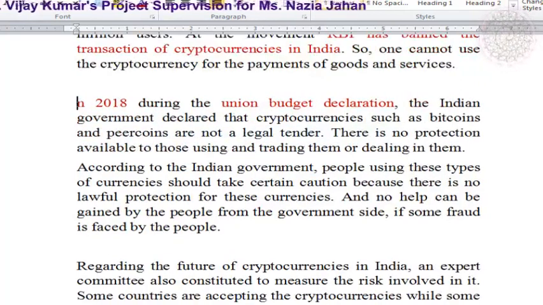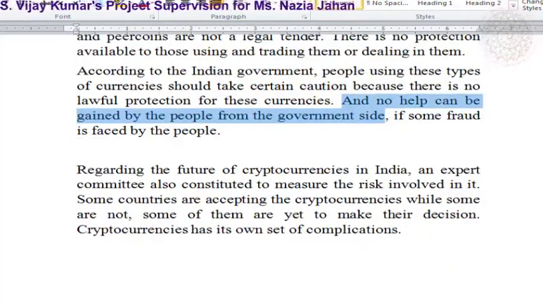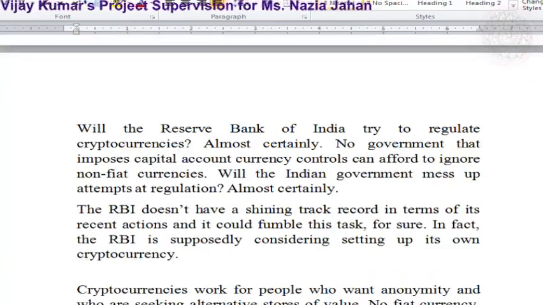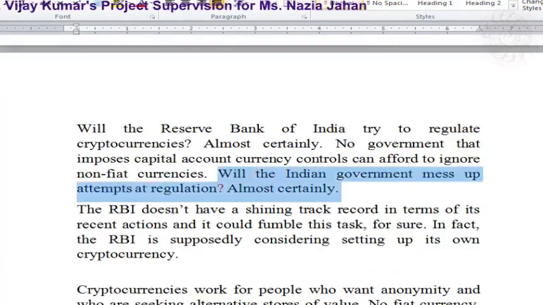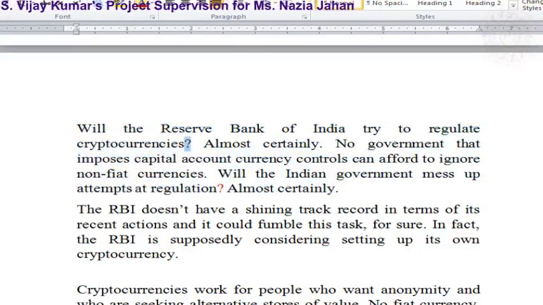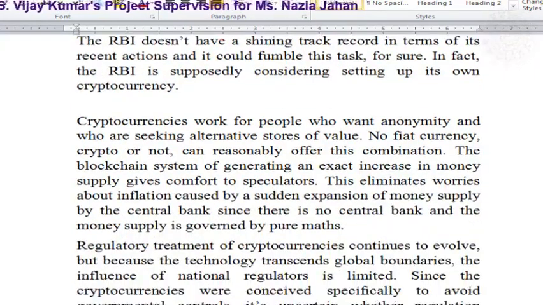You can write that instead of "recently". And no help can be gained by people. Recent information you are not putting. Why are you not getting it? Why these questions? The question marks, the sentence is somewhat different. Question marks should be avoided. Try to write normal, professional sentences.